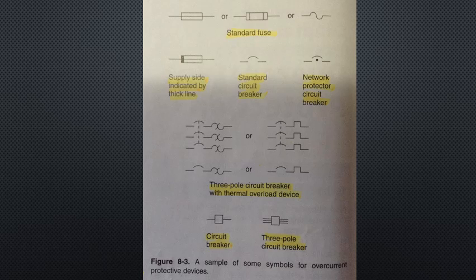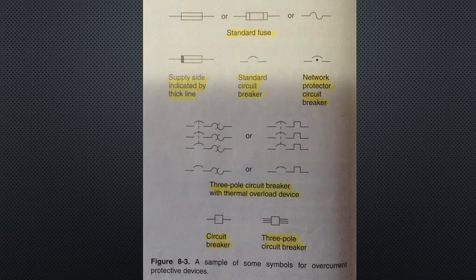The symbols used on schematic drawings to represent fuses and circuit breakers are illustrated in figure 8-3, shown on the screen now. Other devices, such as thermal relays and thermal cutouts, are sometimes added.